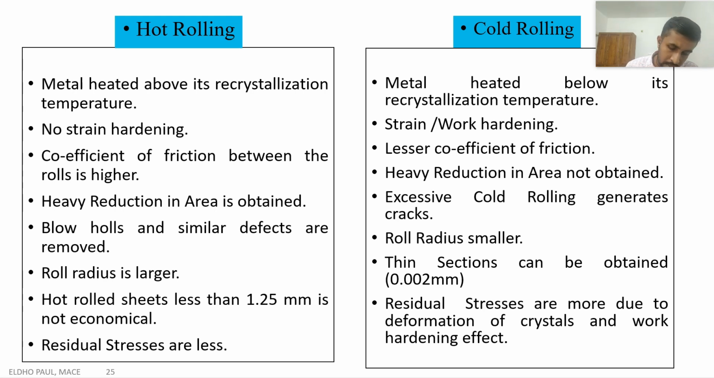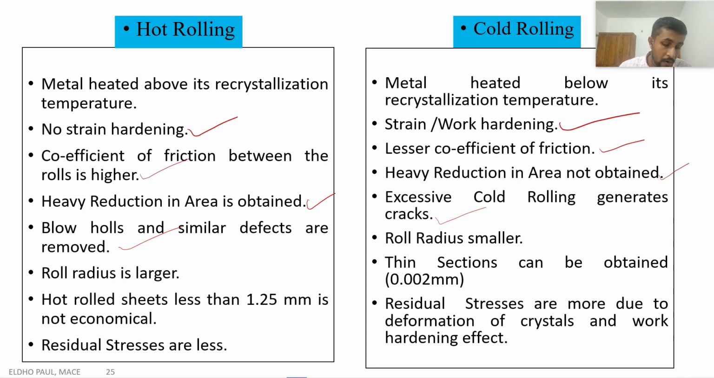Here we have strain hardening or work hardening. There is no strain hardening here. The coefficient of friction is lesser here. Here the higher temperature leads to high friction. Here we get heavy reduction in area, because the material is in the hot condition, we can reduce it to a very large value. But in cold rolling, excessive heavy reduction is not possible. Excessive cold reduction leads to cracking, so here we can reduce only to a lower value.